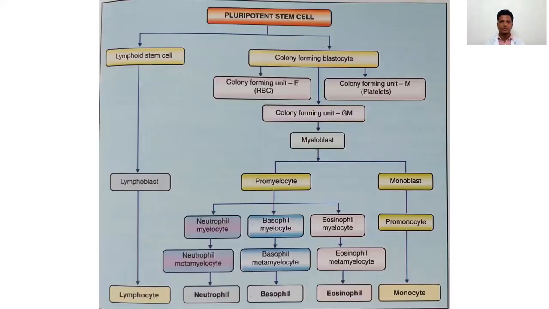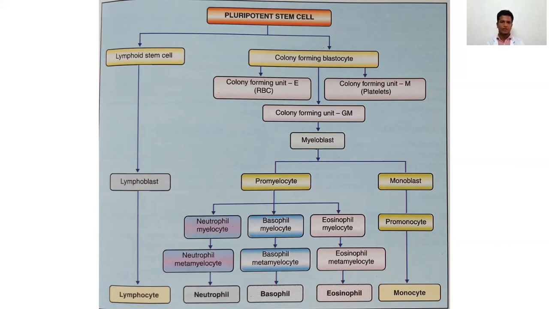This is the flow chart showing leukopoiesis, in which the pluripotent stem cell is converted into a lymphoid stem cell and a colony forming blastocyte. The colony forming blastocyte is again converted into colony forming unit E for RBC, colony forming unit M for platelets, and colony forming unit GM, which is converted into myeloblast. Myeloblast is converted into promyelocyte and monoblast. Monoblast is converted into promonocyte, and promonocyte is converted into monocyte.